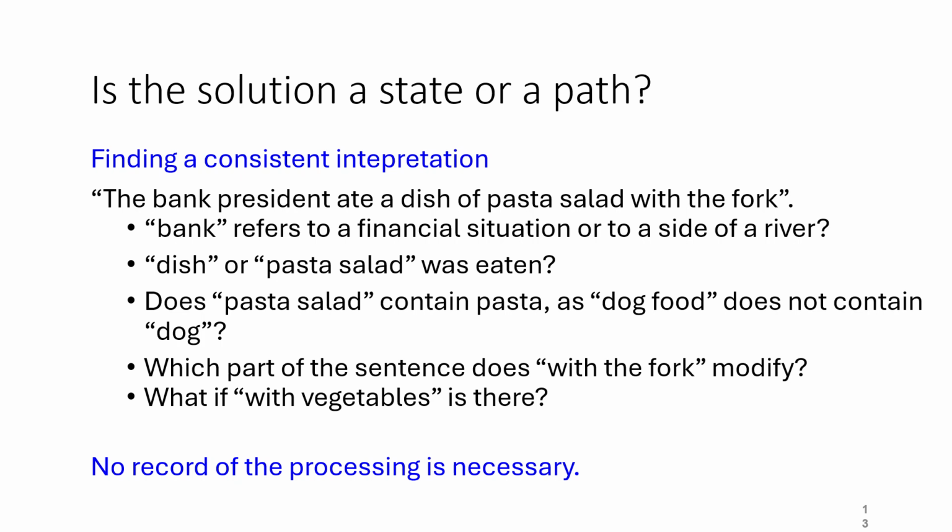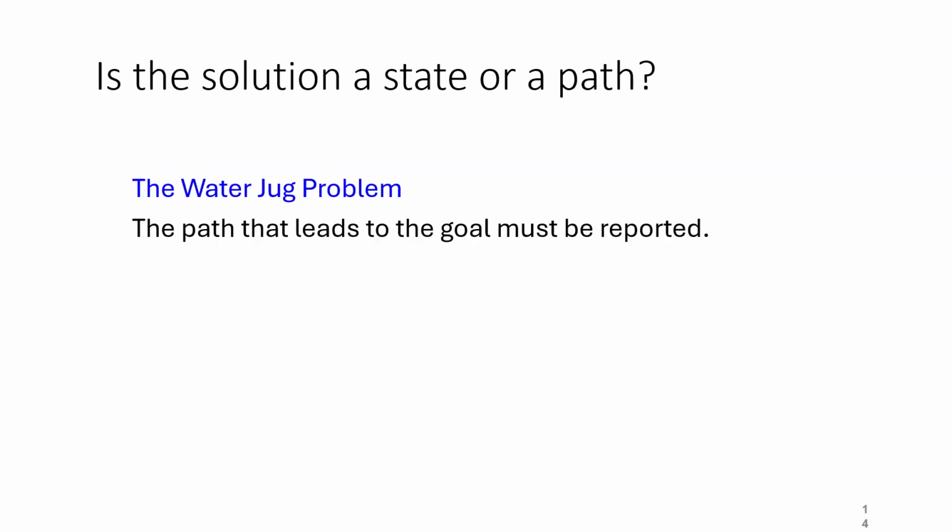For example, in path-based problems, the best examples are puzzle solving, the 8 puzzle problem, navigation, a robot moving to a goal, and game playing, that is chess moves. In all of these, the path movements are also important. The next example is the water jug problem that we already discussed. There also, each path movement is required. So the path that leads to the goal must be reported in this case.